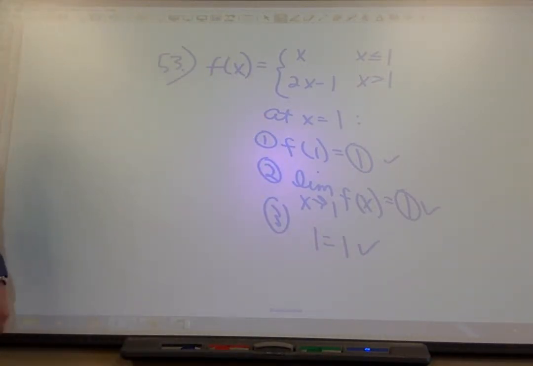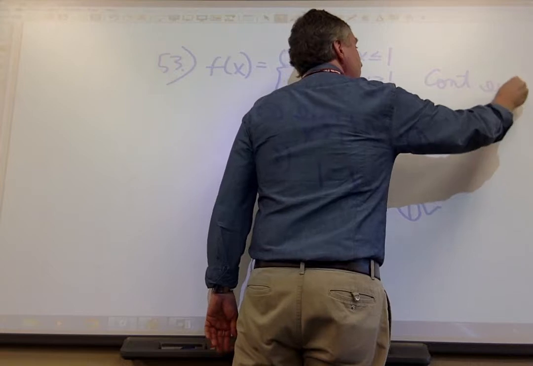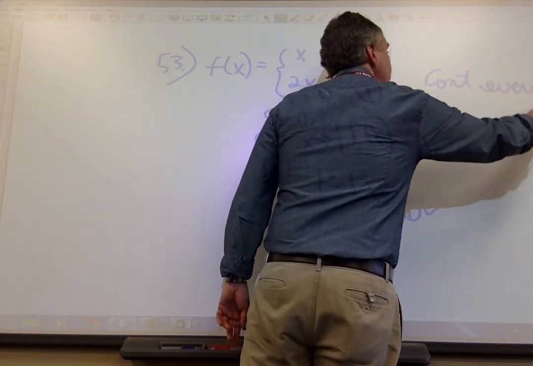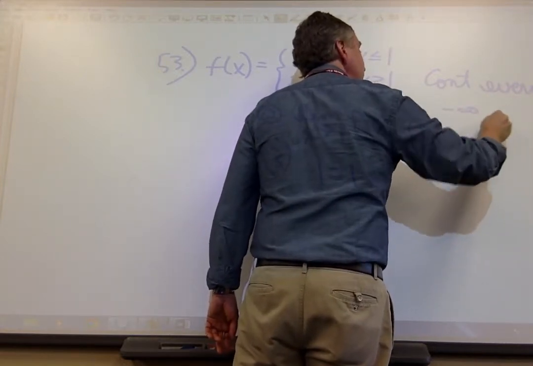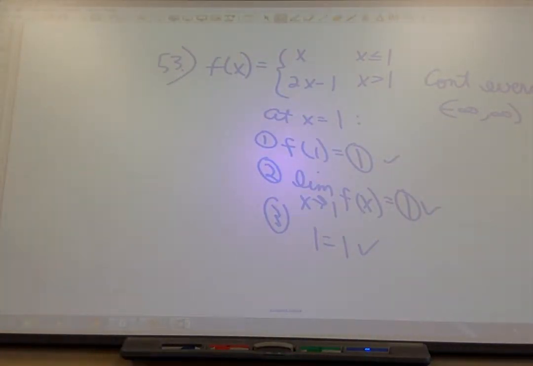So I'm not scared about any other values. That means it's continuous everywhere. That's what you could say. Continuous everywhere. Or you could say from negative infinity to infinity. There are no bad values for x. It's continuous. It's a solid curve throughout. Since we tested that one trouble spot that we were worried about, where the function split, 1 was fine, so everything else should be fine. Okay? And you didn't even have to graph that.